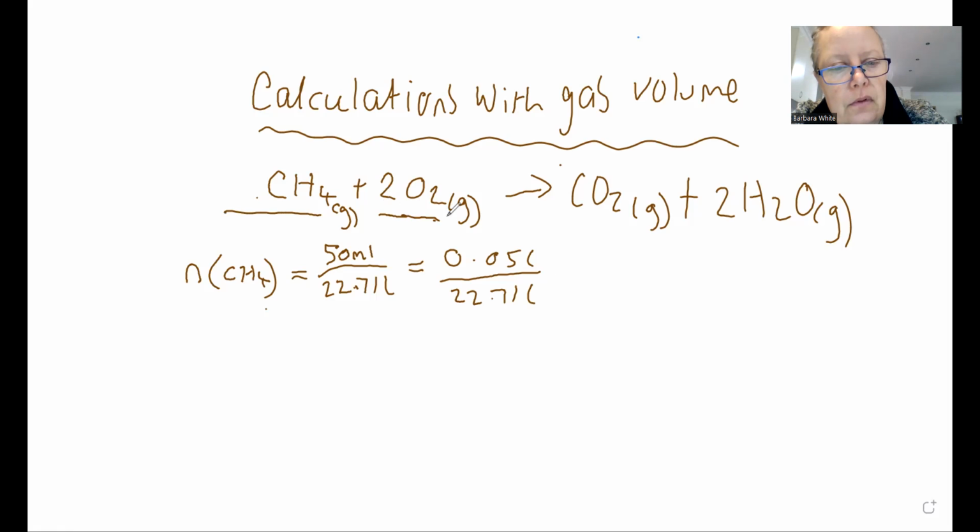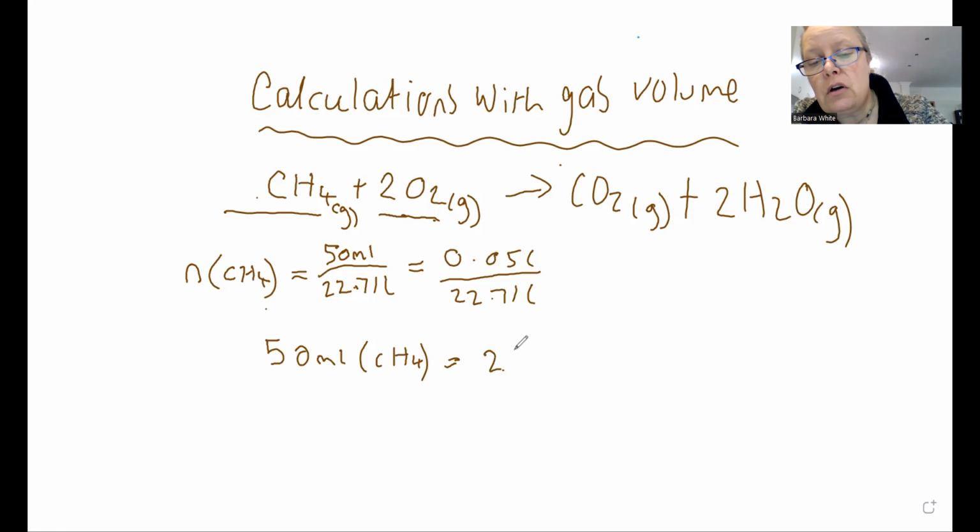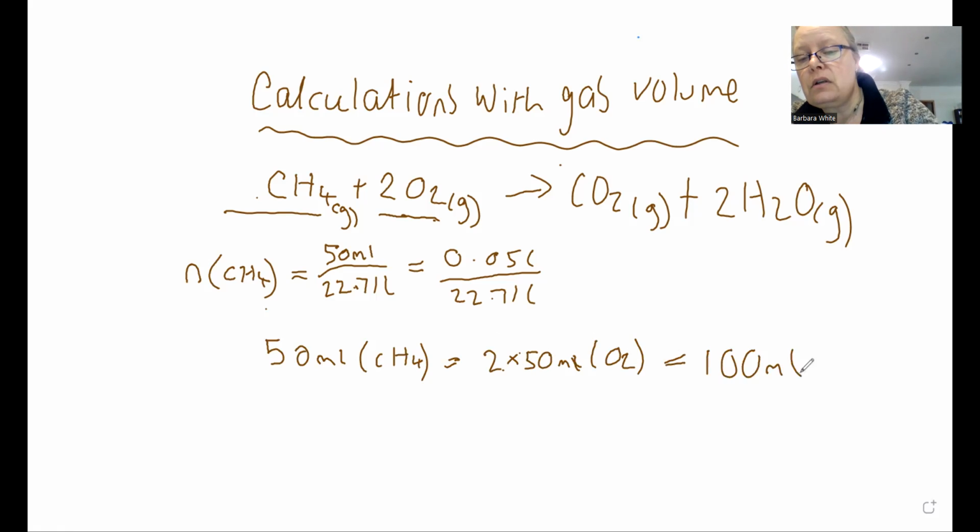So I don't think I'm explaining that very well, but 50 mils of CH4, because the moles is directly related to its volume, is going to give you 2 lots of 50 mils of O2. Right, so you're going to end up needing 100 mils of O2. And that saves you going through those lengthy calculations.